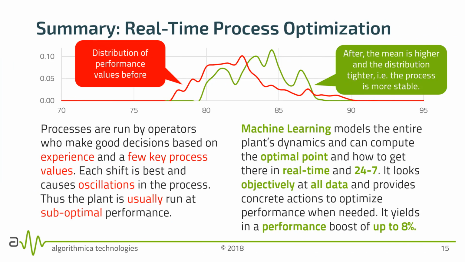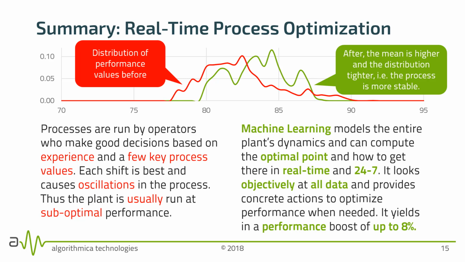In summary, the machine learning method that computes a mathematical dynamic model from empirical data in a process is able to find the optimal point and get to the optimal point objectively, continuously, in real time, over the long term, by looking objectively at every piece of data available from that plant and to suggest real and concrete actions to be taken by the operators in order to boost that performance. And performance could be a physical or a financial quantity, and we've seen improvements of up to 8%.